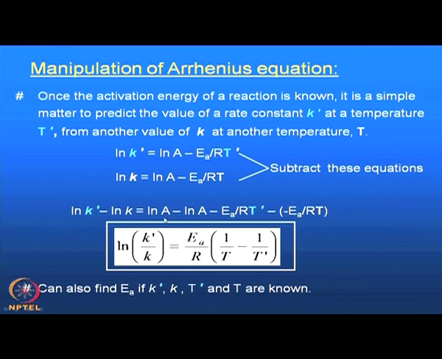So, the right hand side will become EA by RT prime, minus, this is minus EA by RT prime plus EA by RT. So, that means from this you can simplify to ln K prime by K is equal to EA by R into 1 by T minus 1 by T prime, where T prime is the higher temperature, maybe higher or maybe lower, it is a different temperature, that is the unknown temperature, and this is the known temperature. And you can also find EA in the reverse way.